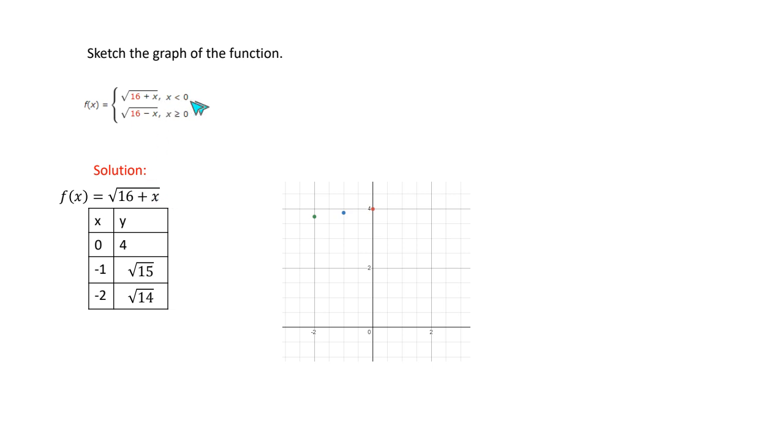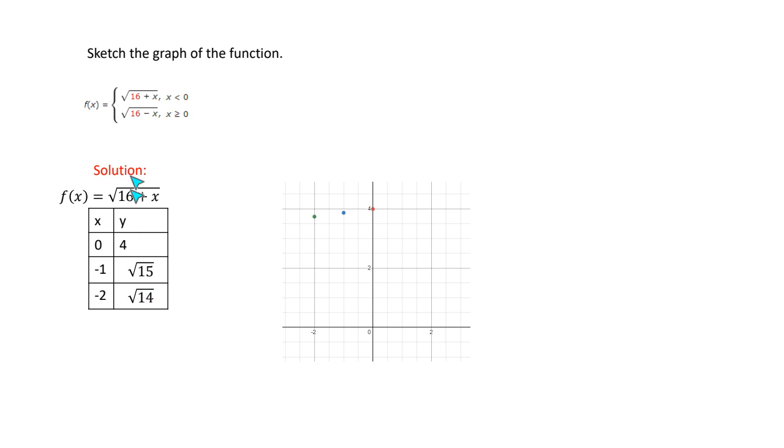And then it gives us conditions. So we're going to use the first equation if x is less than 0. So the values that I'm going to pick for x are going to be less than 0: -1 and -2. But I'm also going to include 0 because I want to include any number between 0 and -1. So there's like -0.5, for example. So here I'm going to have 0. If I plug in 0, then I get 16. The square root of 16 is 4. If I plug in a -1, then I get the square root of 15. And then we plug in -2, we get the square root of 14.